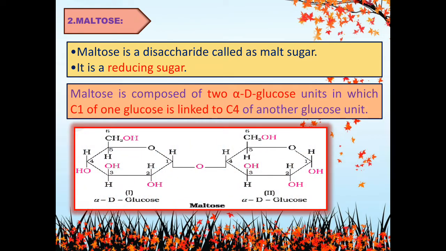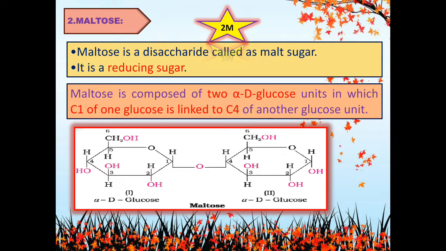The Haworth structure is very simple. Look here. In maltose, one alpha D plus glucose is written side by side with another alpha D plus glucose. Carbon number 1 of one glucose links with carbon number 4 of another glucose through this link. This link is called what? Glycosidic link, present between C1 and C4. So it is the C1 C4 glycosidic linkage. Very much important for how many marks? 2 marks.